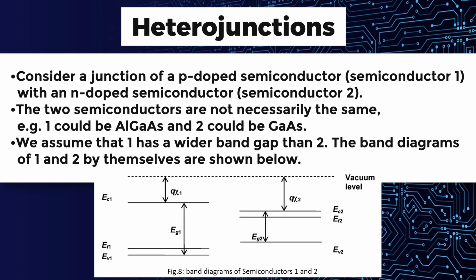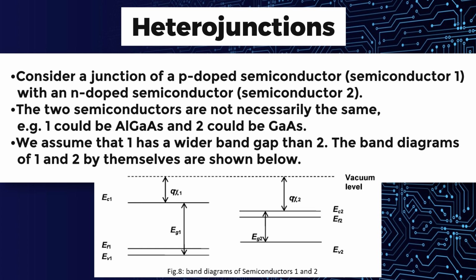When they are brought in contact, we assume that one has a wider band gap than the second one, and the band gaps of 1 and 2 by themselves are shown in the figure here. Here we can see the energy band diagram for two different types of semiconductor. In the second figure the difference between the conduction band and valence band is smaller, while in the first case it is larger. So the energy gap is different for the two semiconductors.